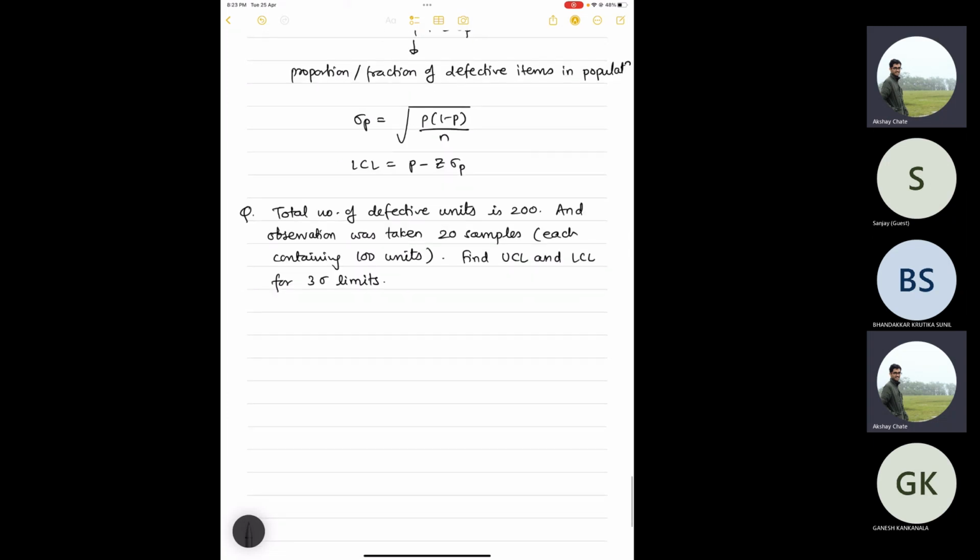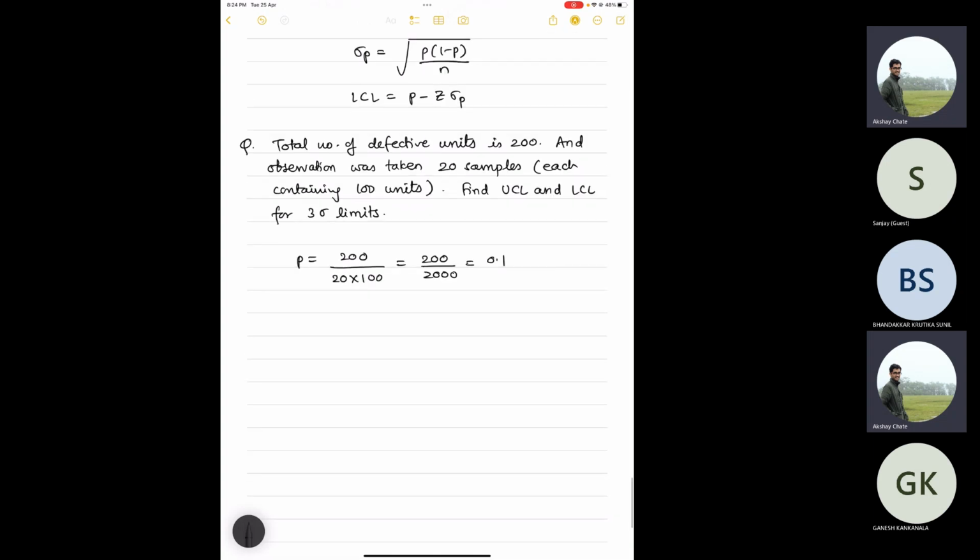Here the only catch is how to calculate P. P, as the name suggests, is the fraction of defective items in the whole population. There are 200 total defective items. And what is your total population? You have 20 samples and each sample contains 100 items, so in total you have 2000 items. So this is 200 by 2000, which is 0.1. So this is your P.